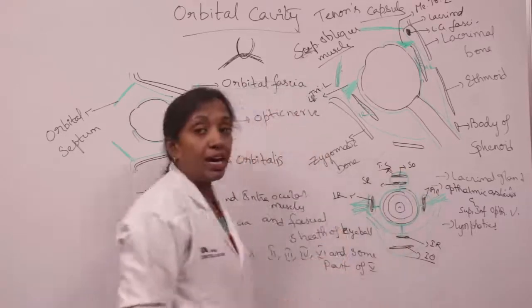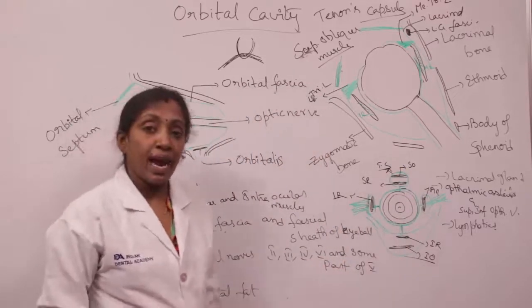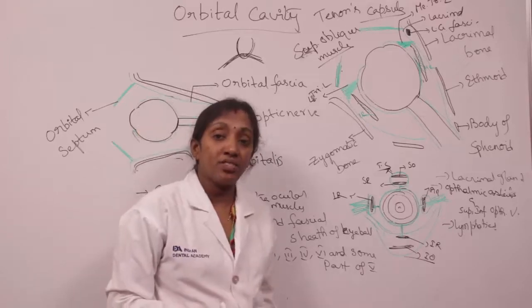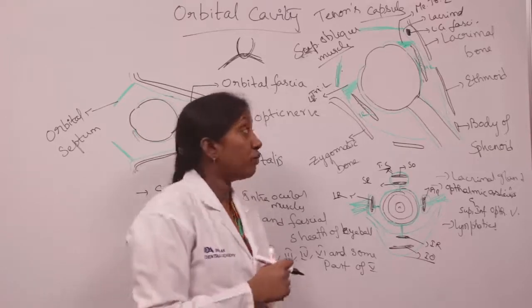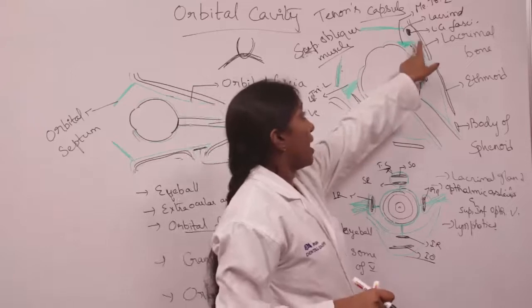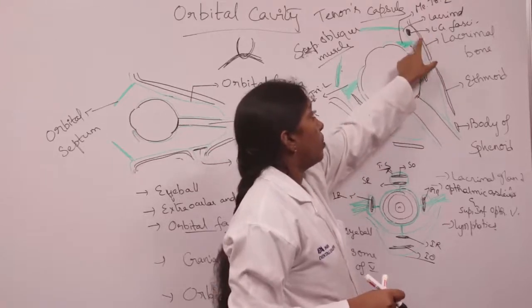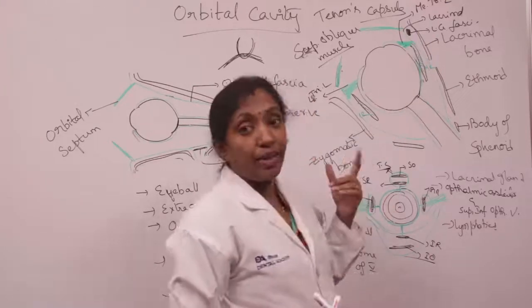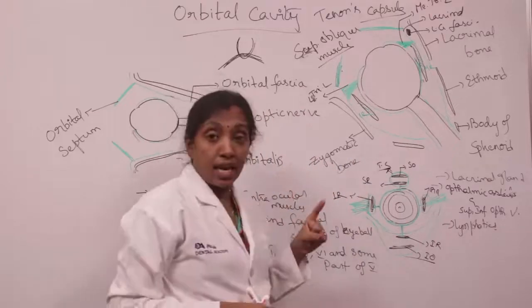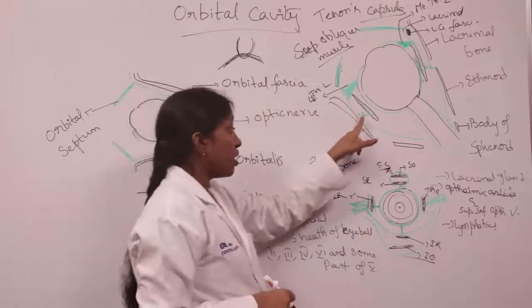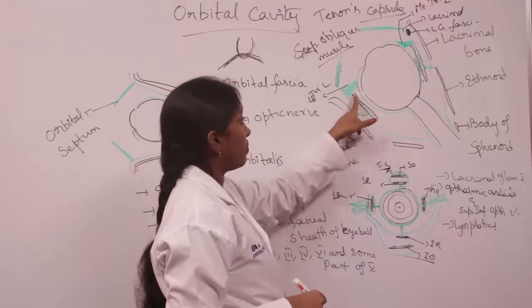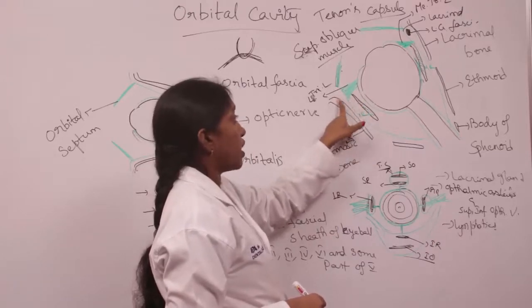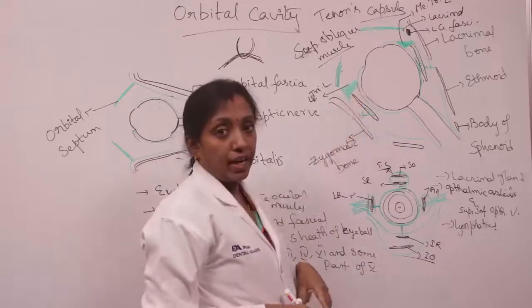Okay, and coming to the medial triangular ligament and lateral triangular ligament. The medial triangular ligament is a triangular flap-like extension from the sheath of the medial rectus muscle to the lacrimal bone. This is the lacrimal bone here. And coming to the lateral rectus muscle, it is a sheath from the lateral rectus muscle to the zygomatic bone. This is the lateral triangular ligament.